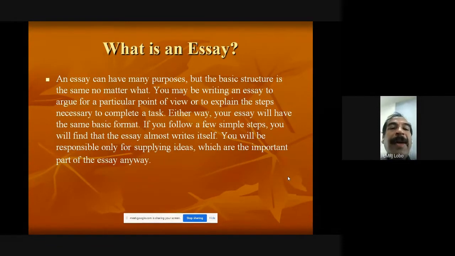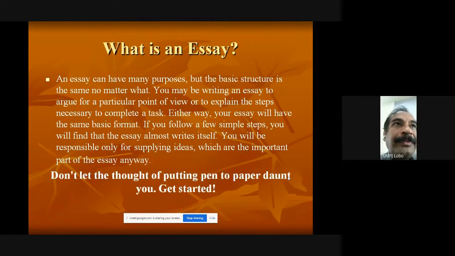Remember that you have to catch in today's session what this format will be. If you follow the few simple steps in this format, you will find that the essay almost writes itself. You will be responsible only for supplying the ideas which support the basic topic, which are an important part of an essay anyway. Don't let putting the pen to the paper daunt you. Start writing. Forget about copying. Be unique and novel in writing your thoughts.